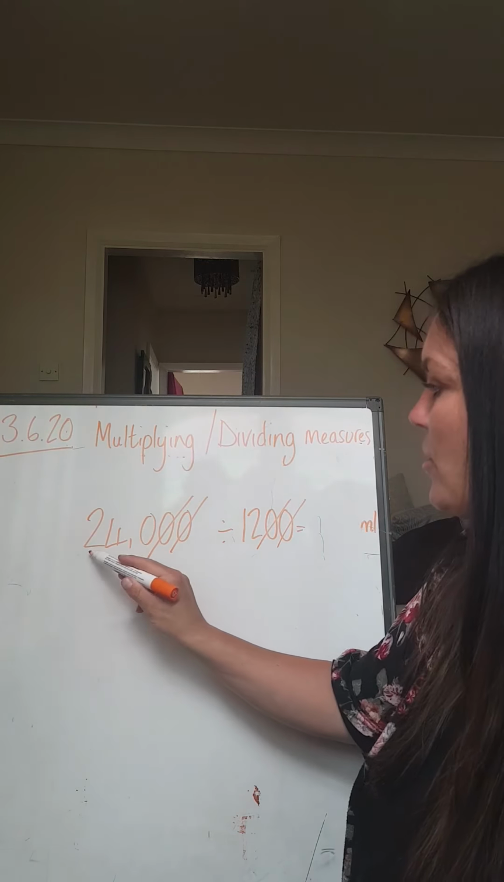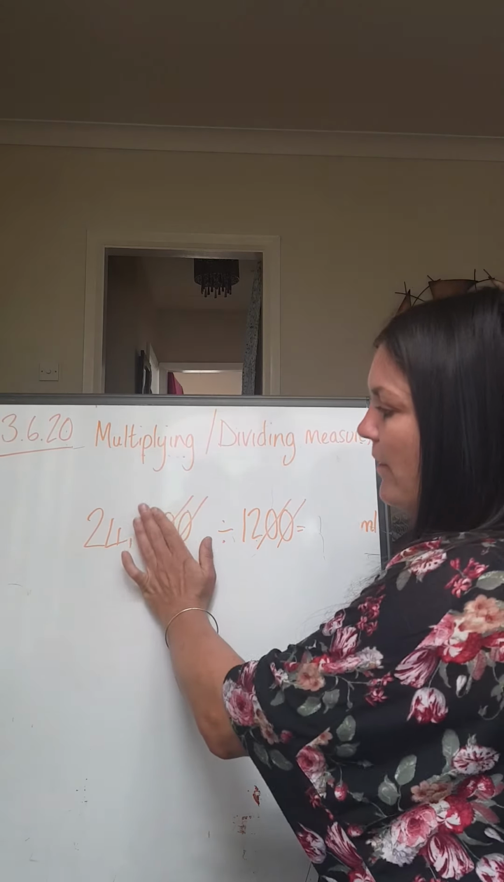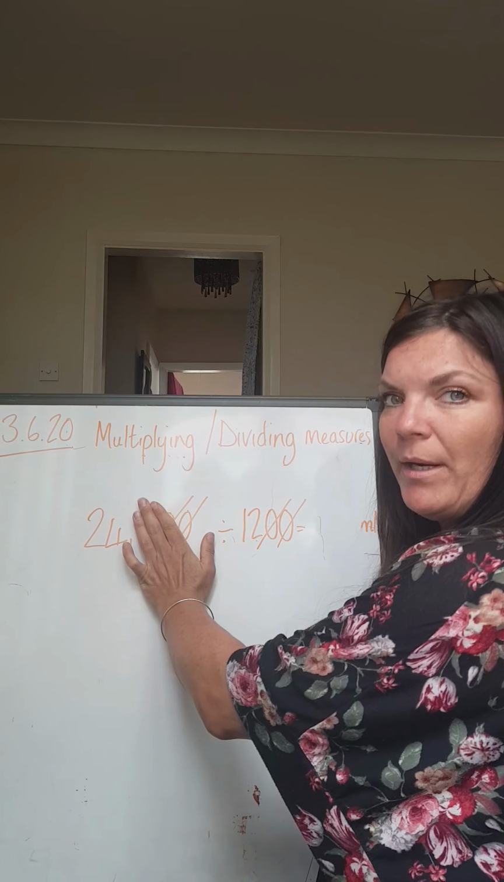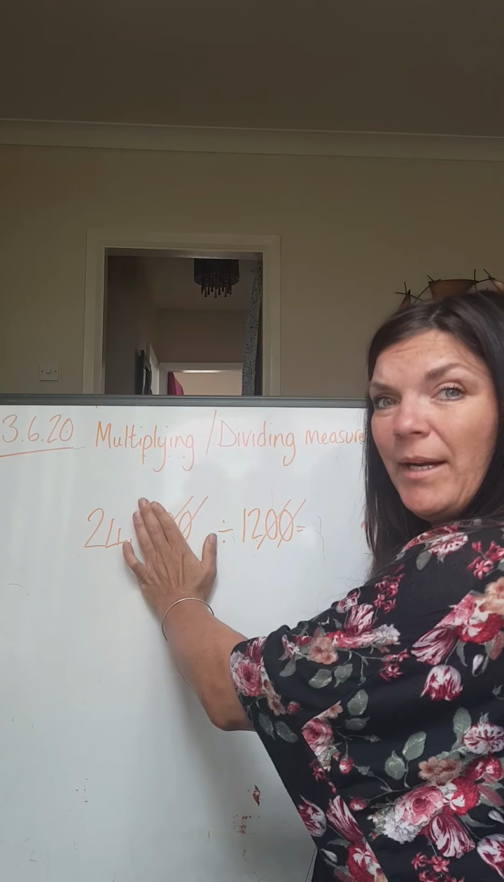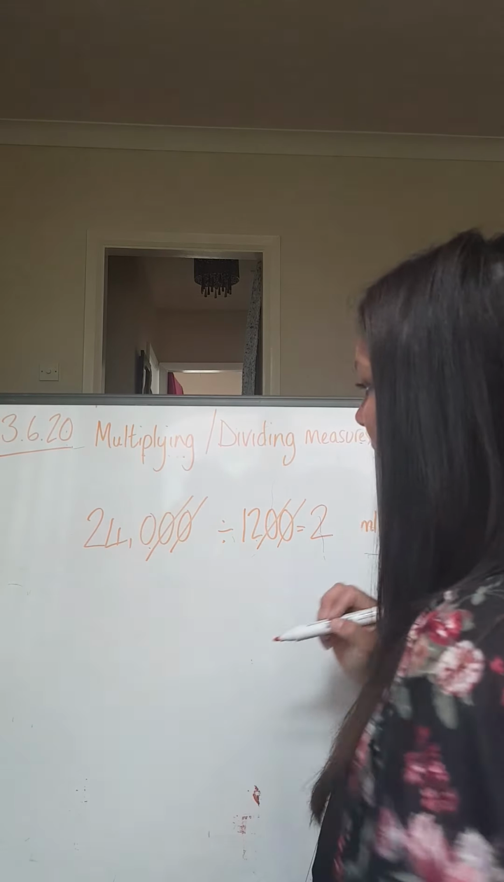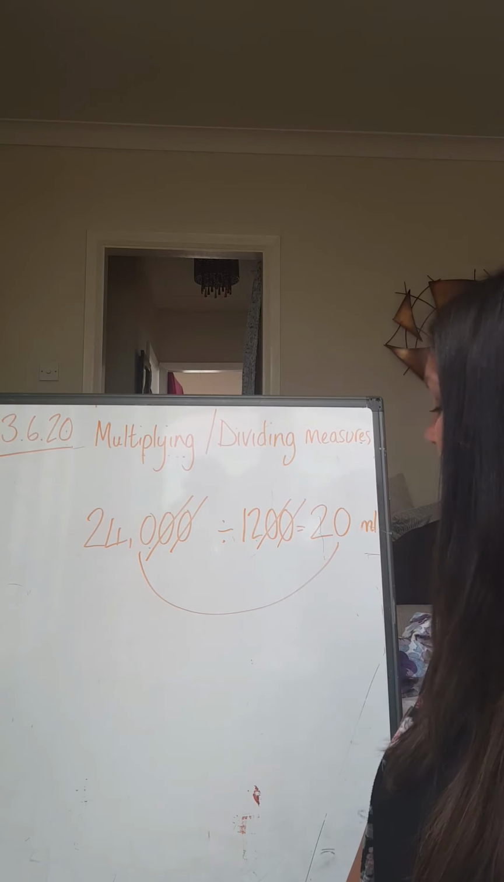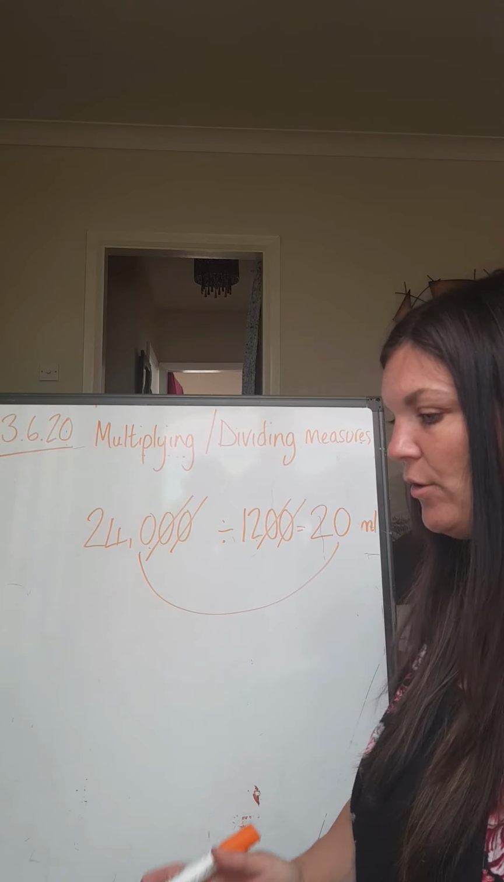So it becomes 240 divided by 12. Even easier if I take that 0 off as well and put it back on at the end. 24 divided by 12. How many 12s can I fit into 24? Fit 2 in. Smile on my maths. The answer is 20 millilitres for question number 8.